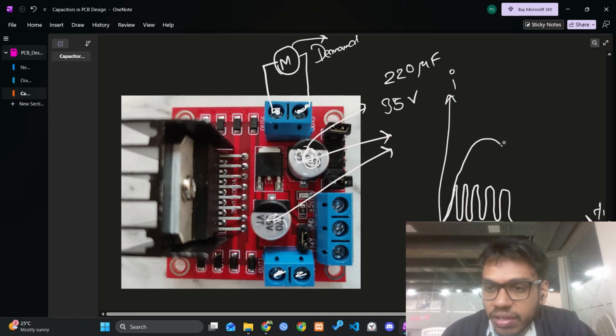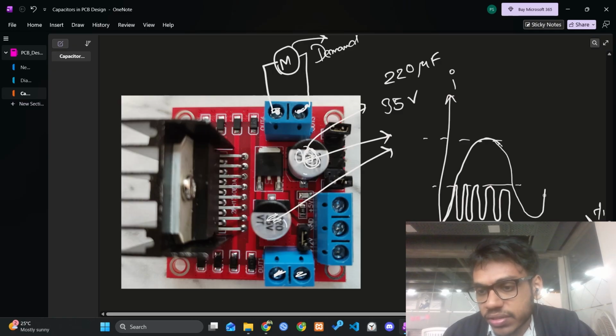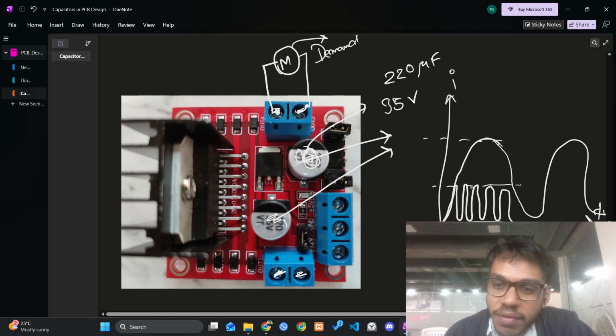Maybe when the motors are starting, it will require a large amount of current. See, the current is higher, but this frequency is slower. Something like this. It won't be like a sinusoidal wave. It will depend on if the motor is starting or stopping. But I think you get the idea that if there is a large current but it is slowly changing, we are using some bulk capacitors.